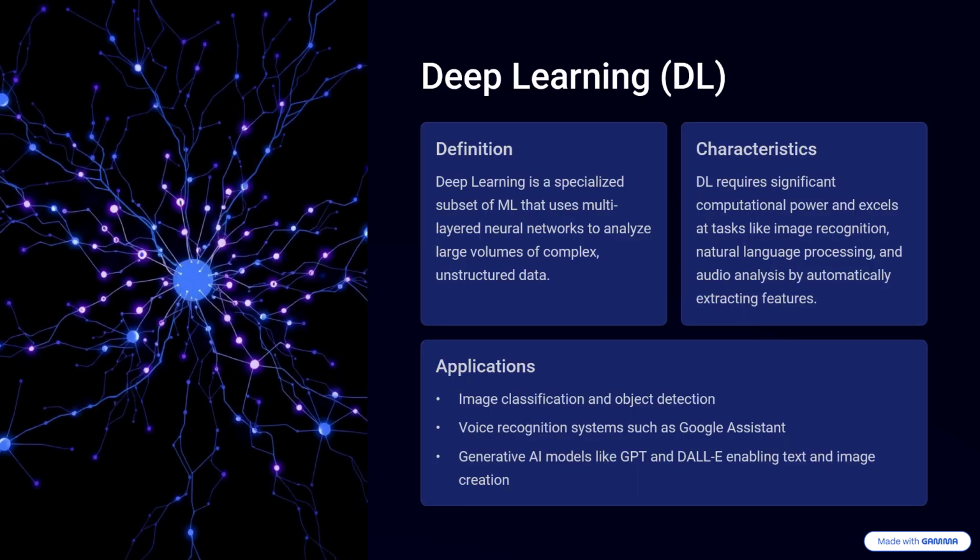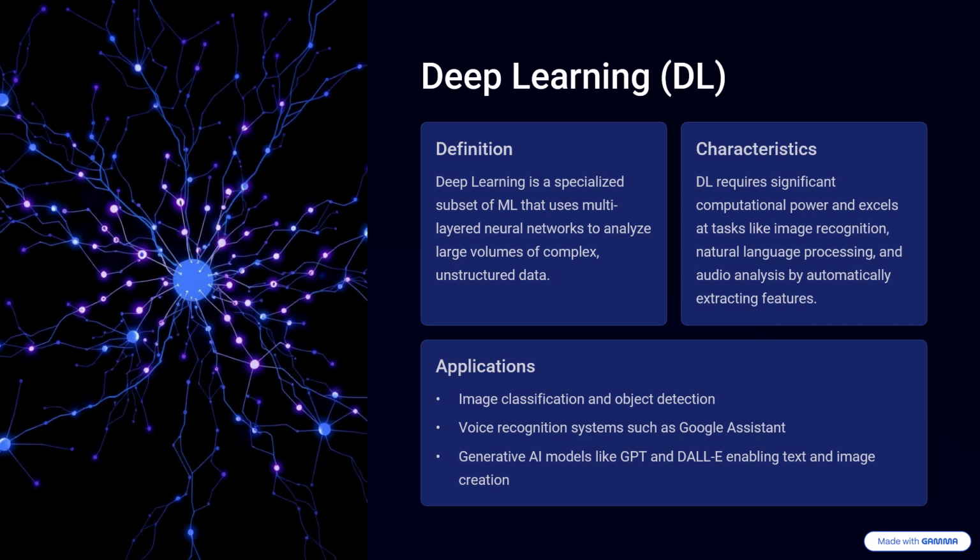Deep learning. Definition. Deep learning is a specialized subset of machine learning that uses multi-layered neural networks to analyze large volumes of complex, unstructured data. Characteristics. Deep learning requires significant computational power and excels at tasks like image recognition, natural language processing, and audio analysis by automatically extracting features.